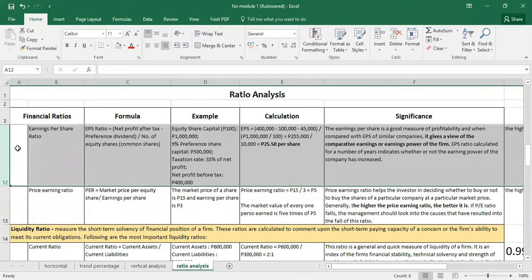So, meron tayong tinatawag, going back, meron tayong tinatawag na earnings per share. Ano naman ang earnings per share natin?